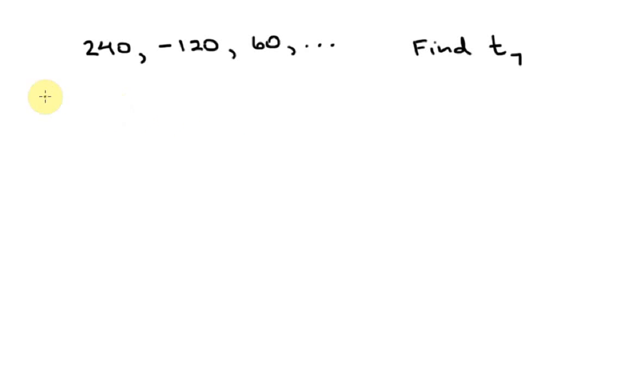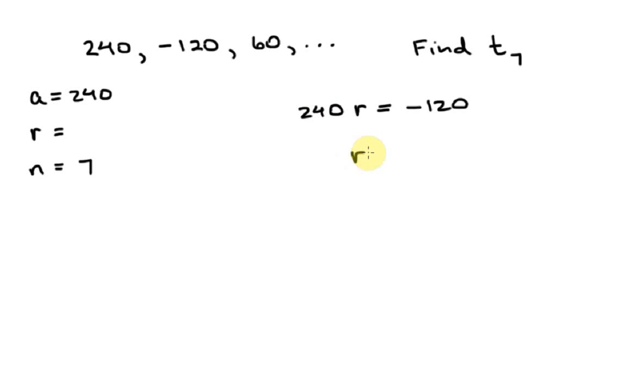First thing I'm going to do is recognize that I know what A is, it's 240, but I also need R, and I also need n. Well, n is easy, it's 7, because we were looking for the 7th term. But R isn't quite so obvious, so let's figure out what R is. 240 times R has to give us the next term, which is negative 120. So I'm going to solve for R by dividing by 240. That simplifies down to negative 1/2.